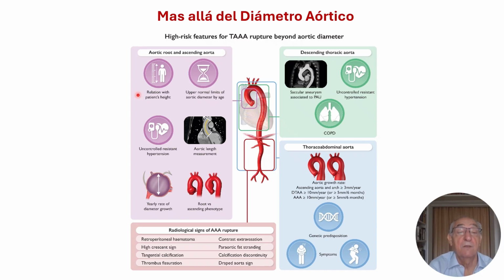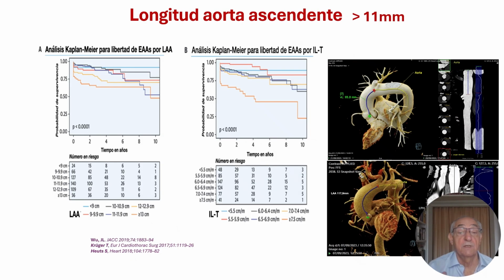The annual aorta growth rate I mentioned, the patient's age, blood pressure control, and other variables I will discuss, such as the length of the ascending aorta. Well, all these aspects must be taken into consideration whether they are genetically affected or not, because they are extremely important. All this is beyond the diameter and must influence the decision.